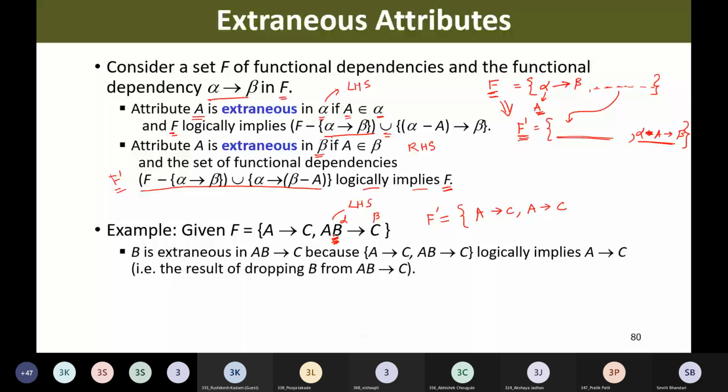Implies this new set F dash, then I will say that this B is extraneous and I can omit that, right? So whether this F implies my F dash, whether this F original set implies this new set F dash.